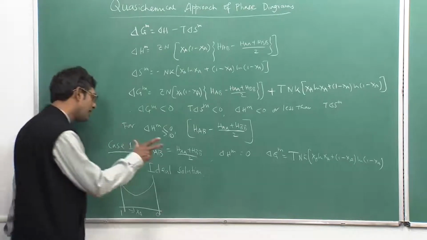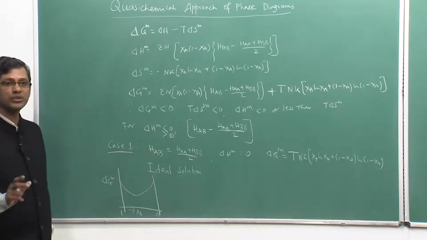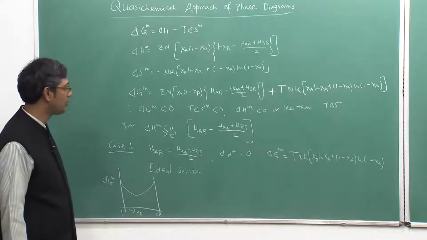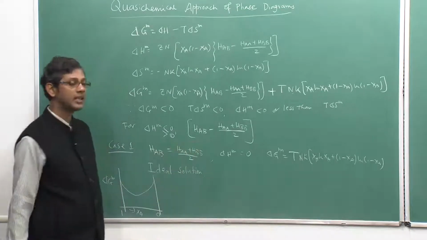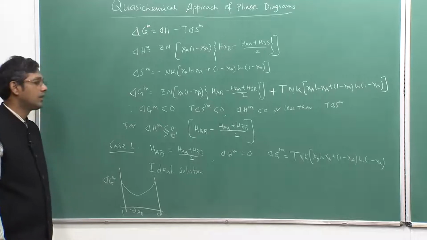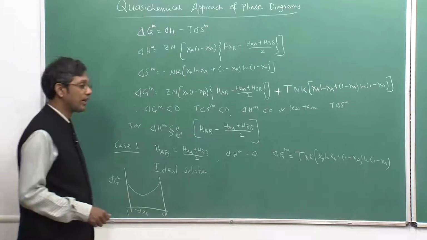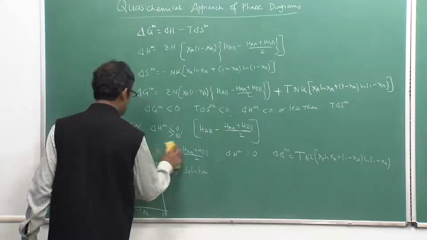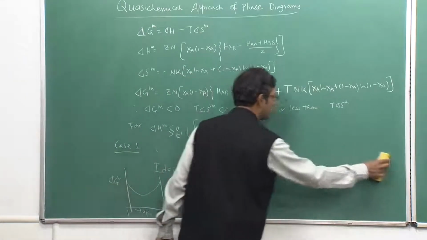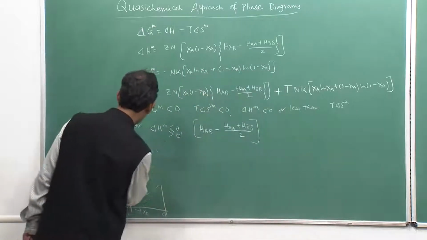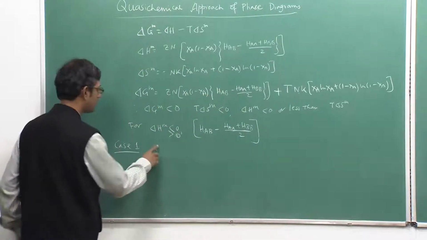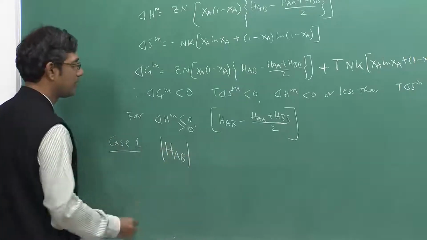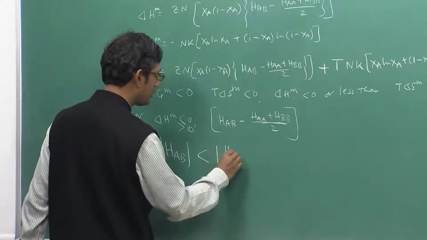This normally does not happen in the real situation. In real situations, bond energies of the dissimilar bonds will not always be equal to the average bond energies of similar bonds. Okay, now let us look at case 2. What is case 2? Case 2 is the one in which this one is less than or equal to this.